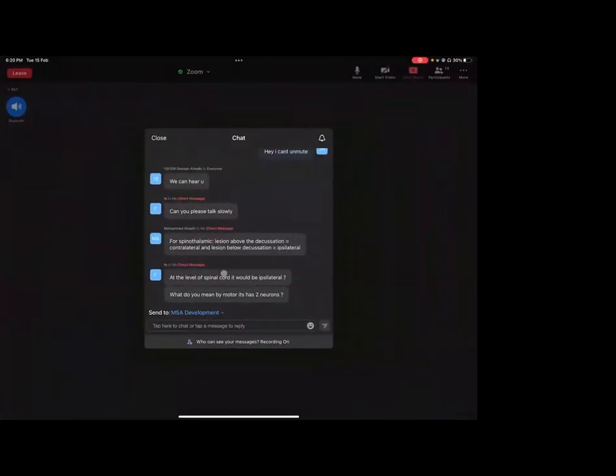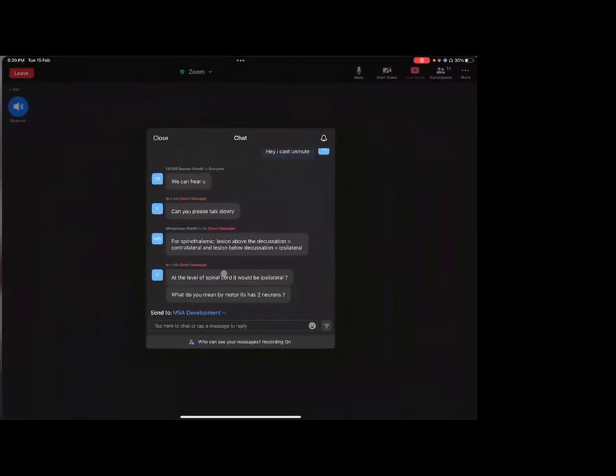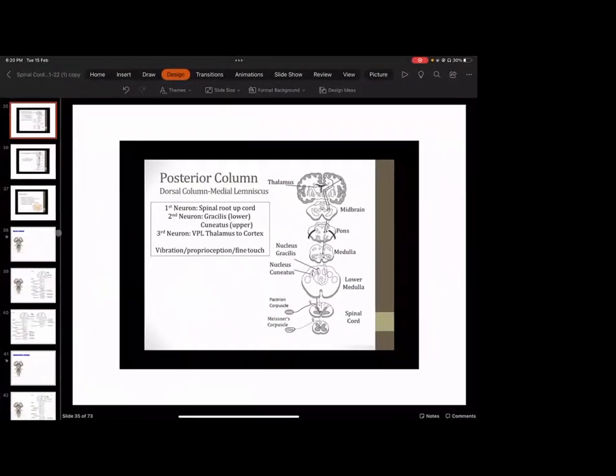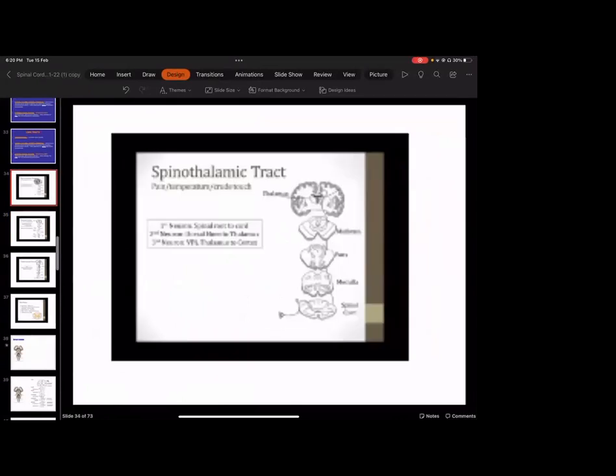At the level of the spinal cord, would it be ipsilateral? Which one would be ipsilateral? The posterior column, you mean, or do you mean the spinothalamic tract? At the level, yes, it would be ipsilateral, because if there's damage, like syringomyelia or whatever the disease is, it's going to be bilateral.